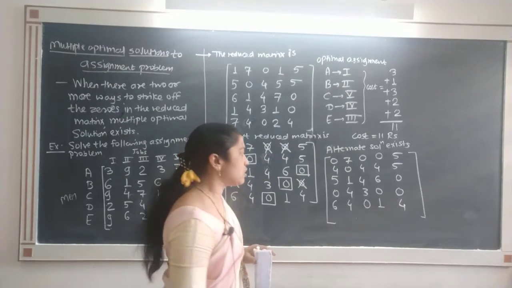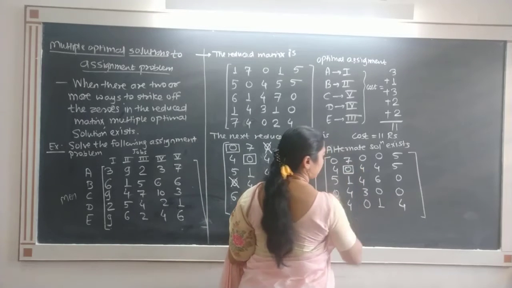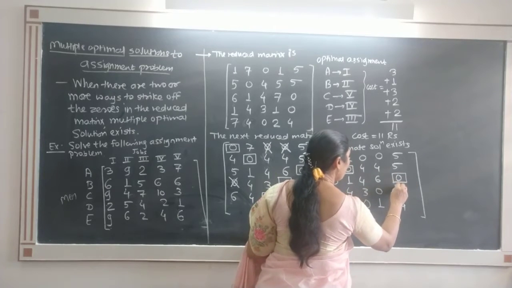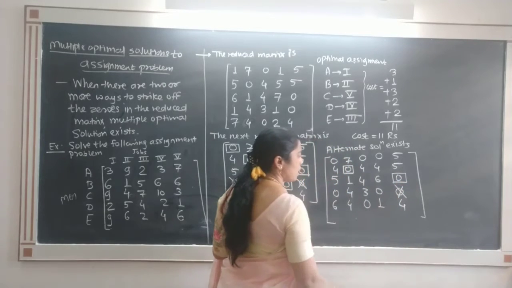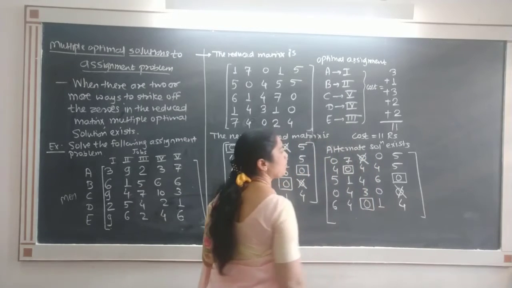Firstly, we see single 0. Single 0 in the second row, so box that. Single 0 in the third row, box that, cross out the remaining. Single 0 in the last row, box that, cross out the remaining.